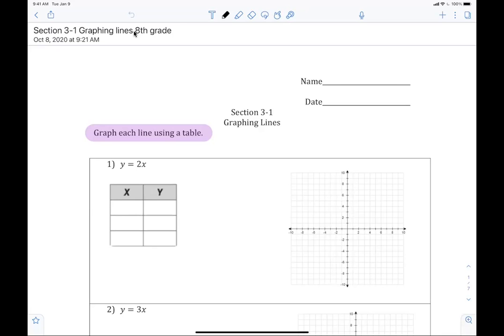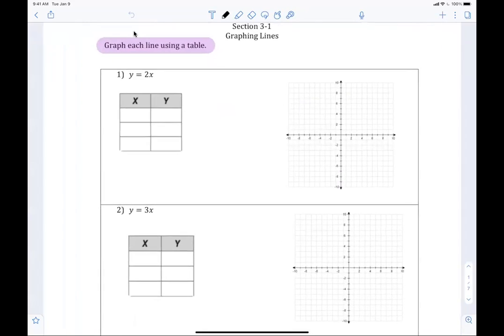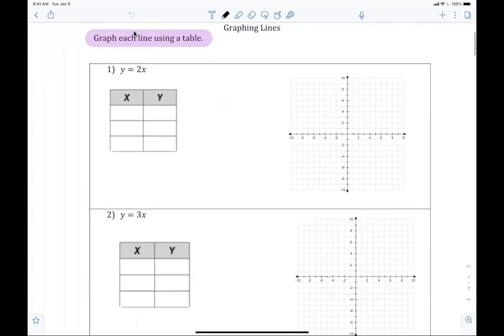All right. Here we go. So now we are graphing y equals 2x. In order to graph y equals 2x, the first way we're going to do it is by using a table. Does anybody remember from last year what we put in the table? For the x values, we are going to put -1, 0, and 1. Anybody have any issue with that?